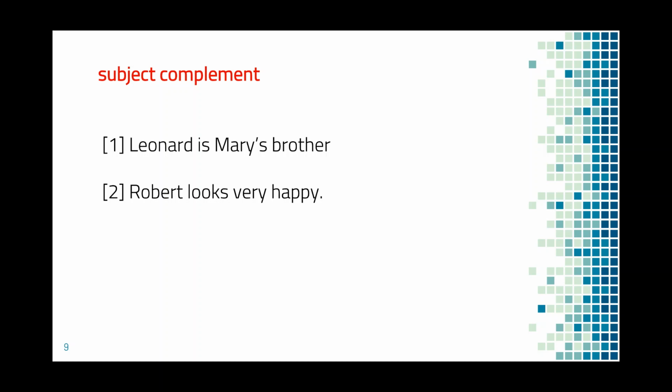As in sentence number 1, Leonard is Mary's brother. Now, Mary's brother is a noun phrase. Who's Mary's brother? Leonard. And who's Leonard? Well, Mary's brother. So it completes the sentence and completes the meaning. Also, complements could be in the form of adjective phrases. Look at example number 2. Robert looks very happy. Look in this sentence is a linking verb, and very happy is the subject complement.